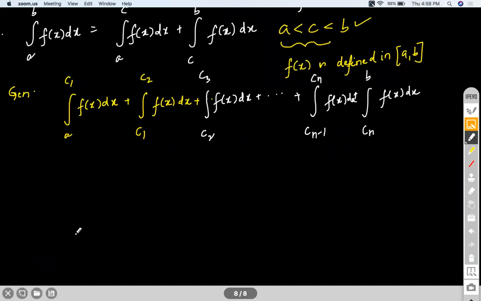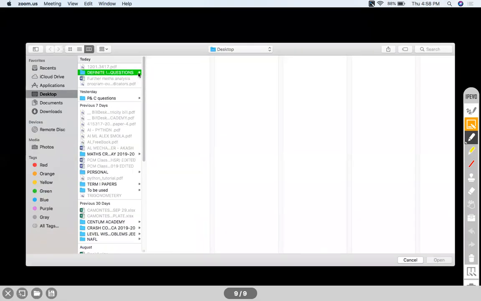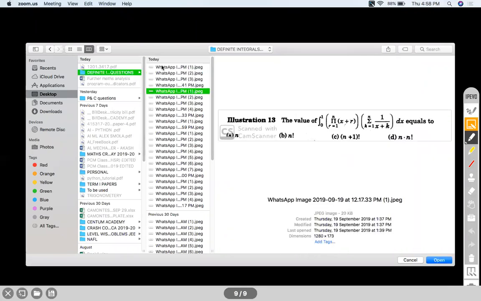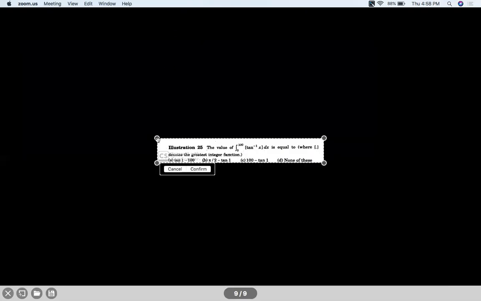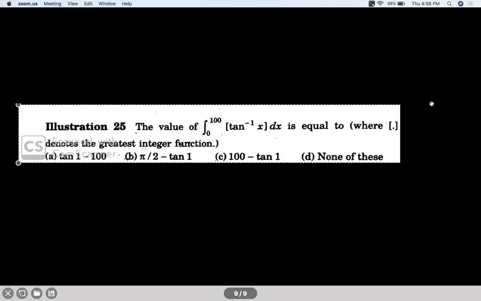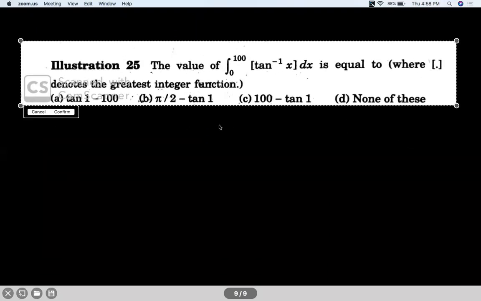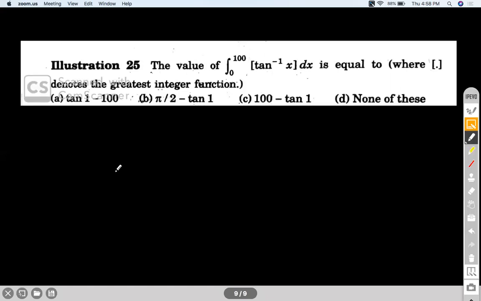We'll take questions based on this first. Let's take this question. The value of integral from 0 to 100 of GIF. Now, this is a GIF function. Remember, whenever there's a GIF function, they'll mention it in the question itself. Unless mentioned, don't treat any square bracket as GIF. Two minutes to solve this.